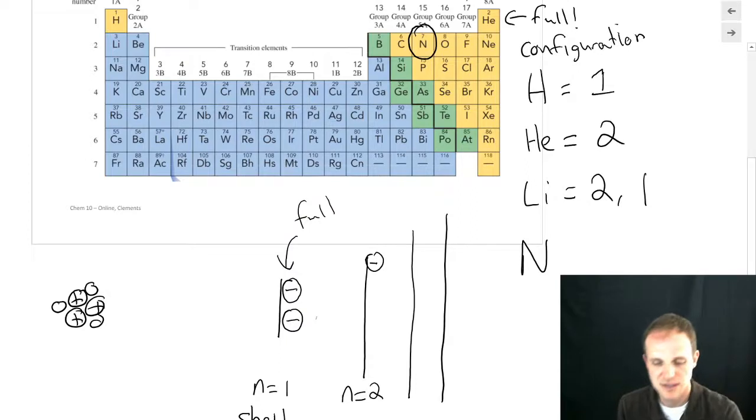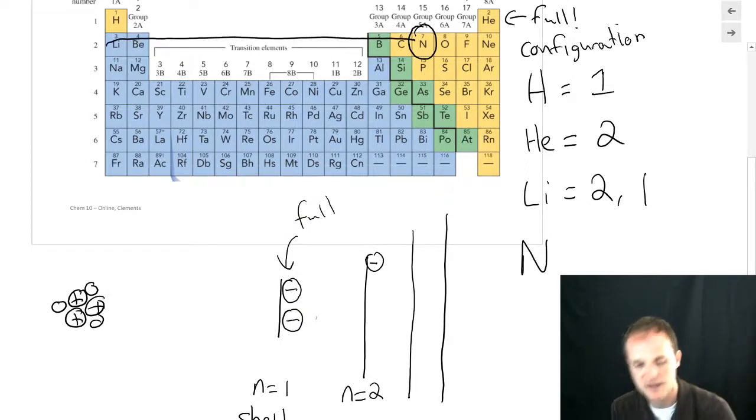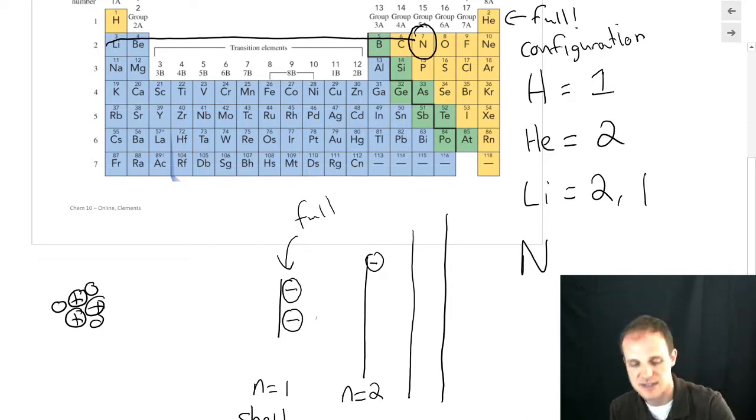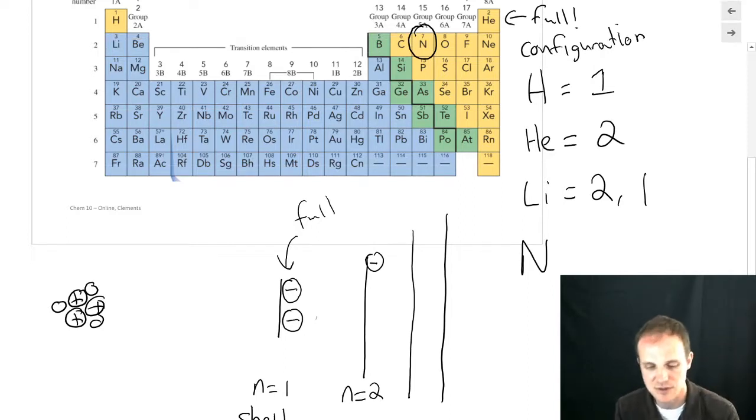The next ones? Well, if we go across the periodic table, did we finish a row here? We didn't. And so that means they're all going to go into the same shell. They're going to go into N equals 2. How many of them? Well, there's 7 total, 2 in the first row, which means there's got to be 5 in the second row. And you can always count that just by counting across the periodic table. 1, 2, 3, 4, and 5 to nitrogen.